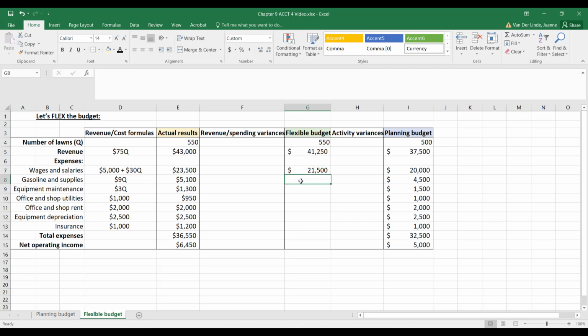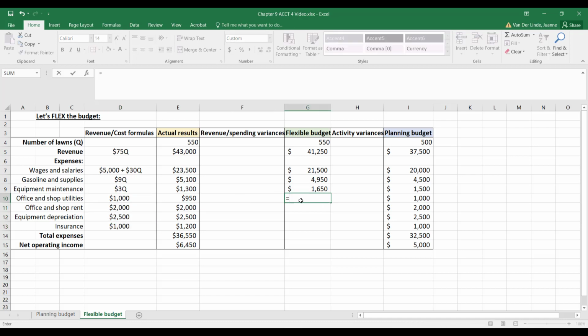Now we're going to do the same for gasoline and supplies. The gasoline and supplies cost formula is $9 of gasoline and supplies per lawn. So we're going to take $9 and multiply that by 550 lawns. So we should have spent $4,950. Equipment maintenance, that's also a variable cost. So we're going to take that $3 and multiply it by 550 lawns to see that we should have spent $1,650 on equipment maintenance.